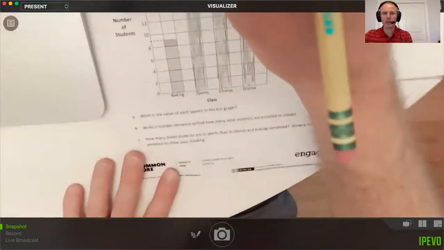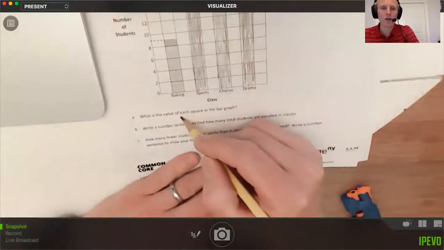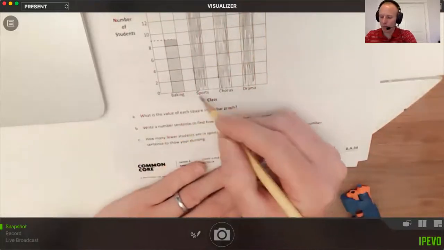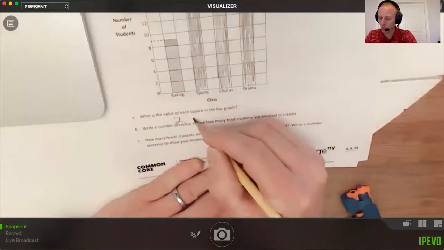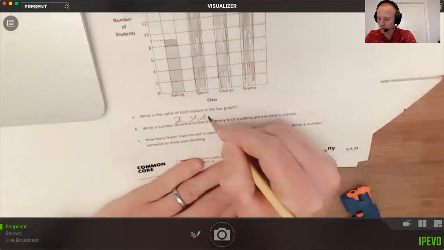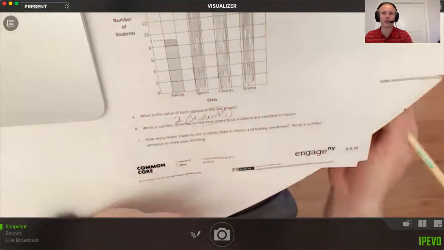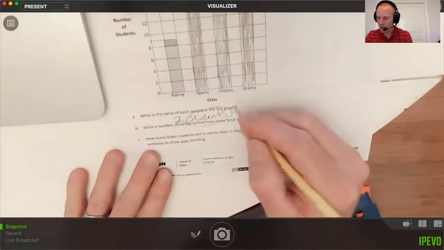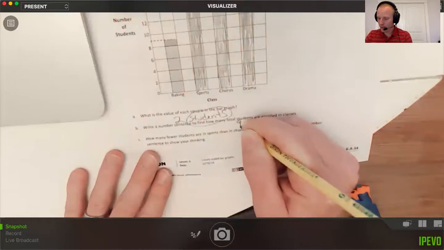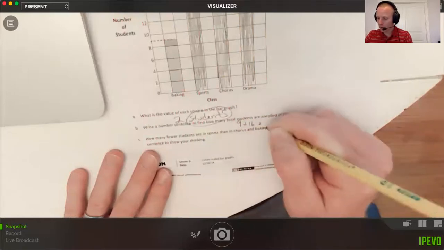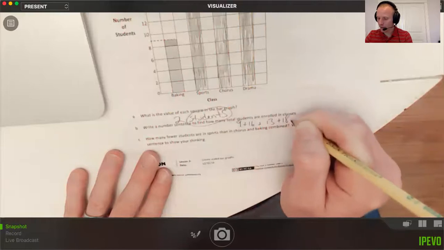And we can answer some basic questions because of it. What is the value of each square in the bar graph? We talked about that. It's 2 students. And that label is important because it's not $2, it's not 2 ice cream cones, it's not 2 chimpanzees, it's 2 students that we're looking at. Write a number sentence to find out how many total students are enrolled in classes. So we could say 9 plus 16 plus 13 plus 18 equals S.